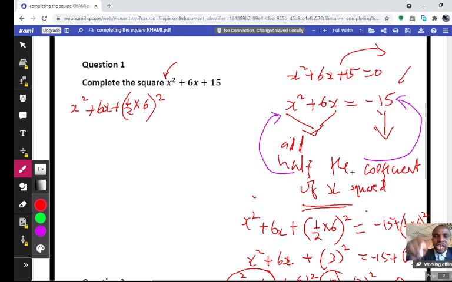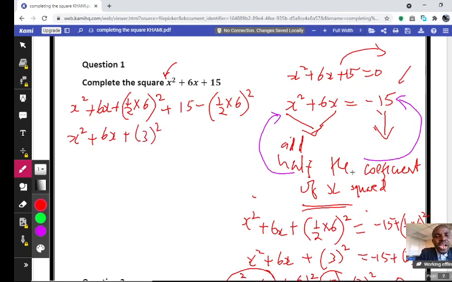Then you square, right? Then plus, this one is 15. Then to this one, you subtract instead. Half times 6, then squared, like this. Then you simplify a bit, plus 6x, then plus, on this one, it will be 3 squared plus 15 minus 3 squared, like this.